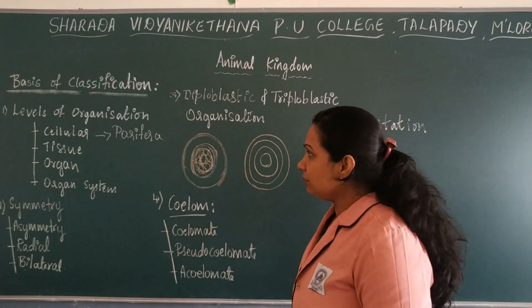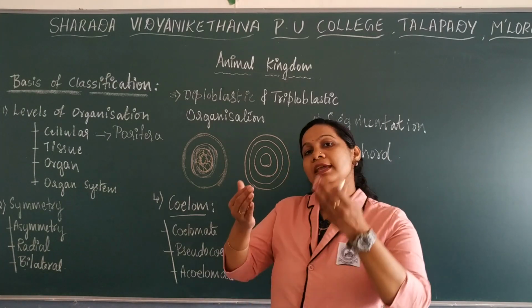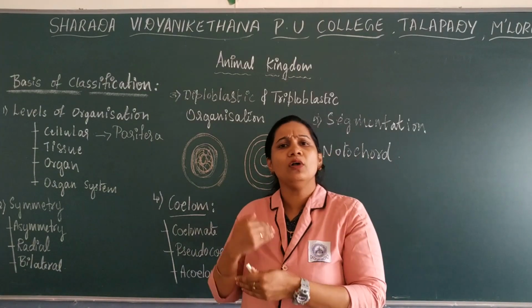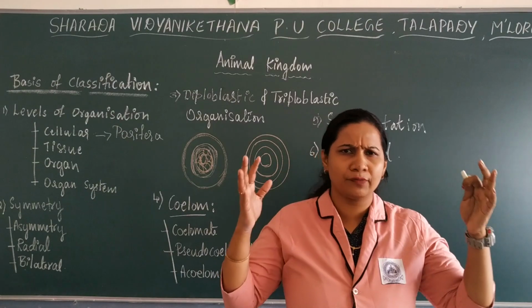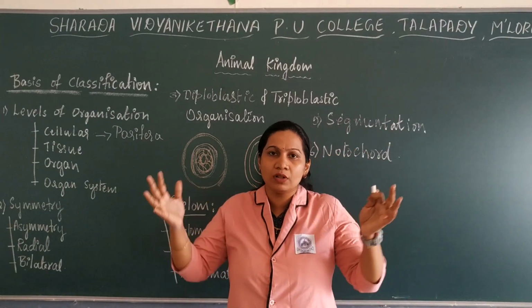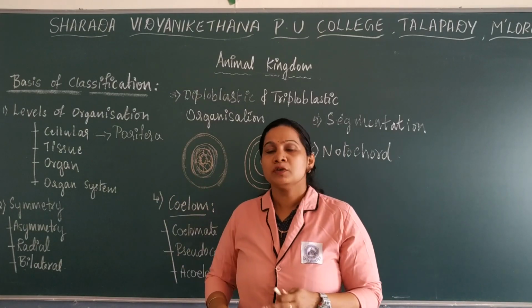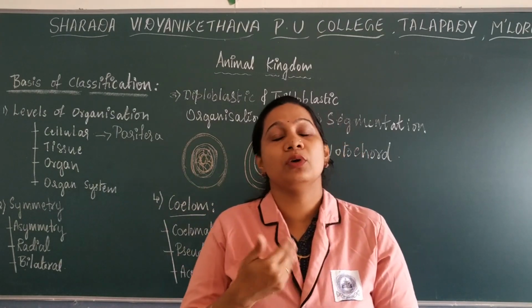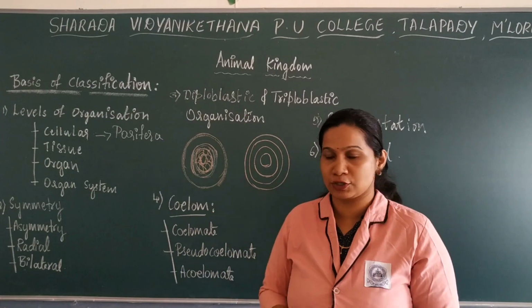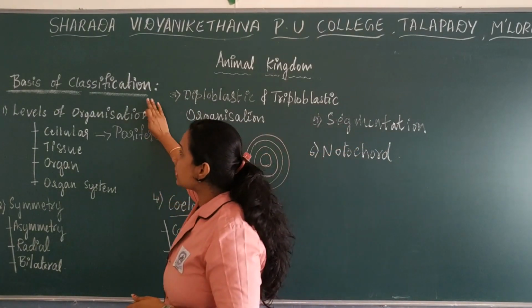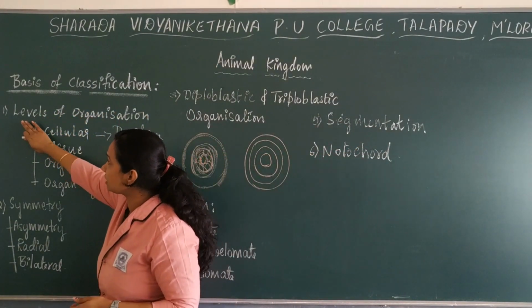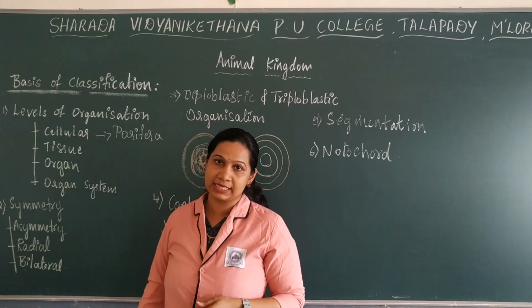So here in the animal kingdom, first they are further classified. There is a presence of millions of animals, and all of these are further classified into different groups. So how are they classified? What is the basis for their classification? The first and foremost basis for the classification is the levels of organization.